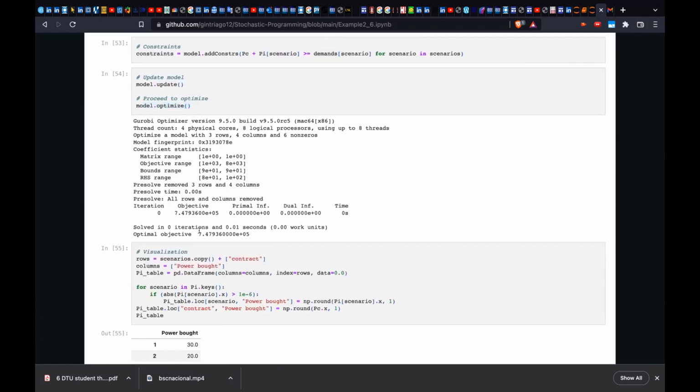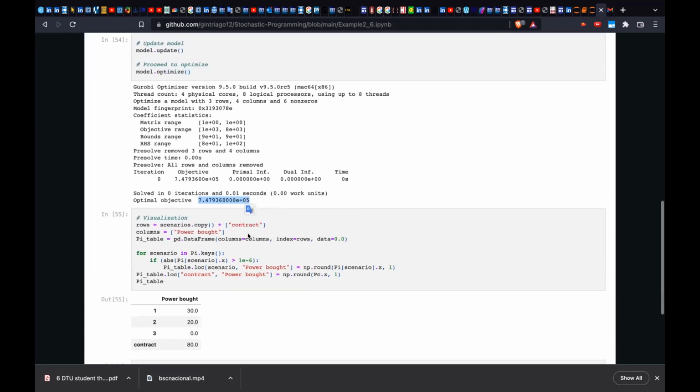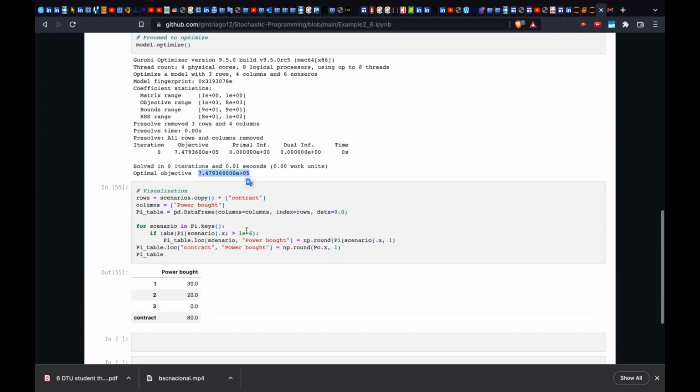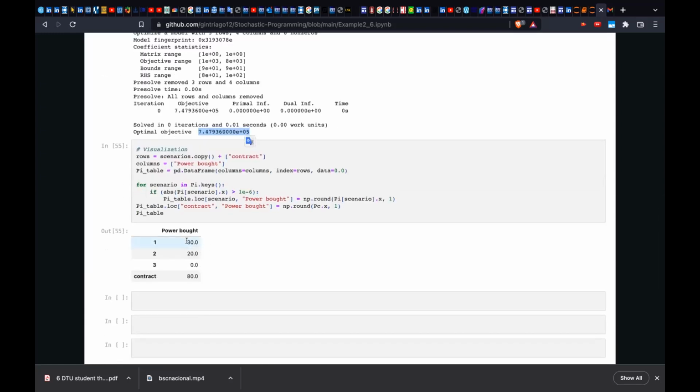This is the objective, the total cost. And then I use this code for visualization, you can double check it. As you can see, we have the same result: 30, 20, 0 for each of these scenarios, and the power of the contract is 80. So that's it for this example. Thank you for watching.